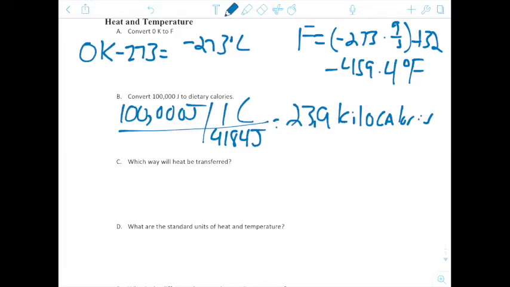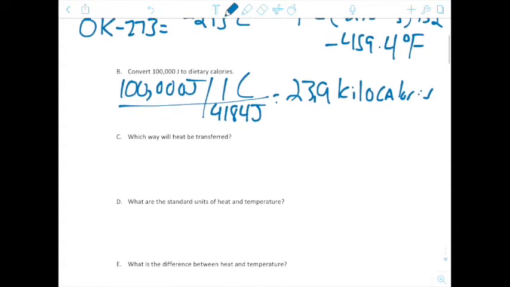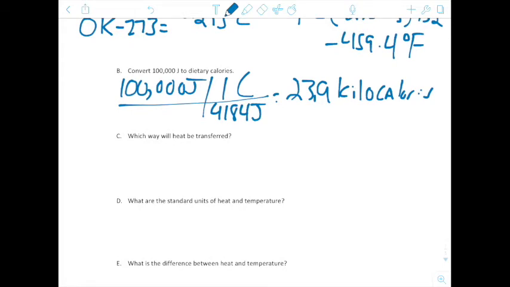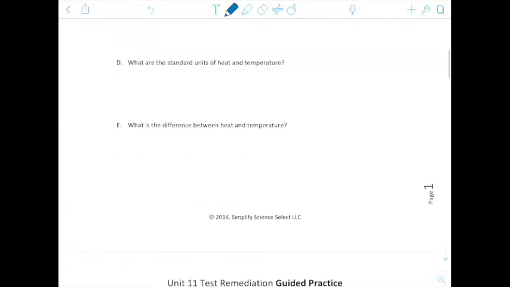C, it says, which way will heat be transferred? Heat is always transferred from hot to cold. What are the standard units of heat and temperature? Heat is measured in joules, and temperature is measured in degrees Celsius. And we use Kelvin. E, what is the difference between heat and temperature? Heat is the total energy of a system. Temperature is the measure of the average kinetic energy in a system.